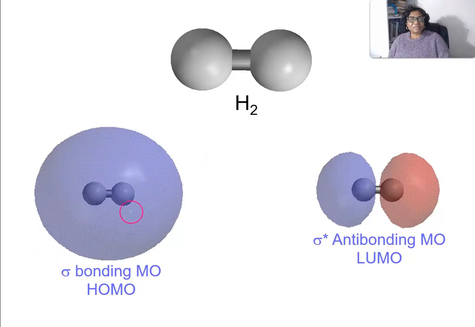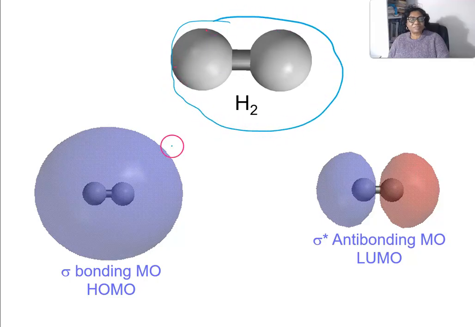So this is the bonding, this is the anti-bonding orbital, and this is our hydrogen molecule. HOMO, you don't need to know about it, but it's the highest occupied molecular orbital. This is the lowest unoccupied molecular orbital.